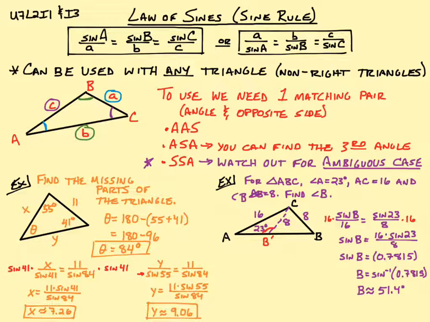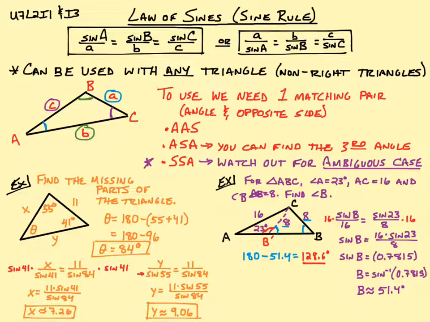So if we do that, we're looking for AB prime C now when we're looking for angle B, right? So that's the other possibility of what angle B could be. Since these two sides are equal, or potentially equal, we know that we've got an isosceles triangle. And if that's the case, then those two angles are equal. Now, because of that, we know that the blue angle is 51.4 degrees. So that means the red angle, AB prime C, is going to be 180 minus that 51.4 degrees, or 128.6 degrees. So that is our potential second angle.